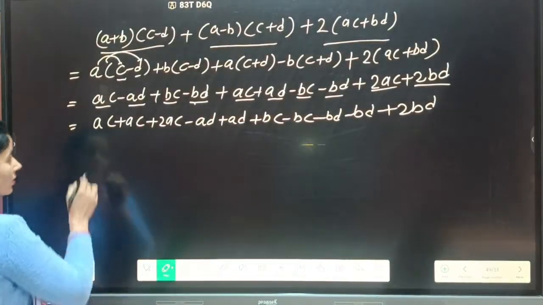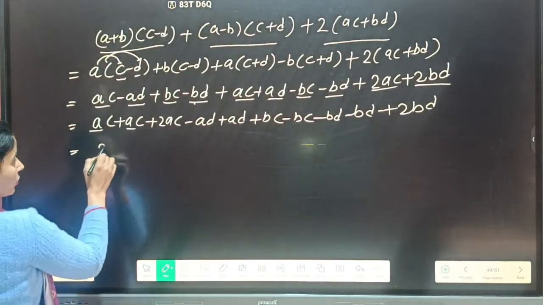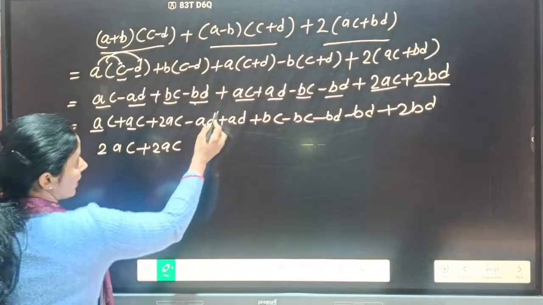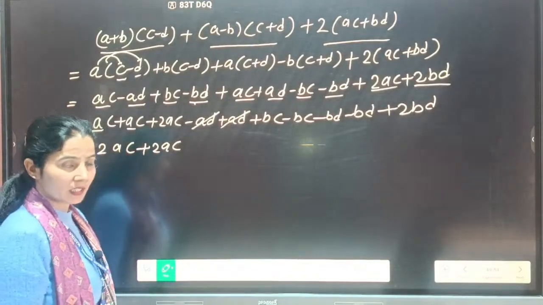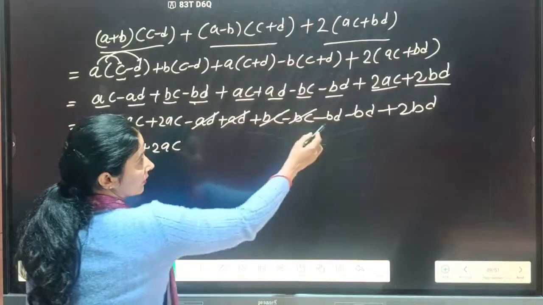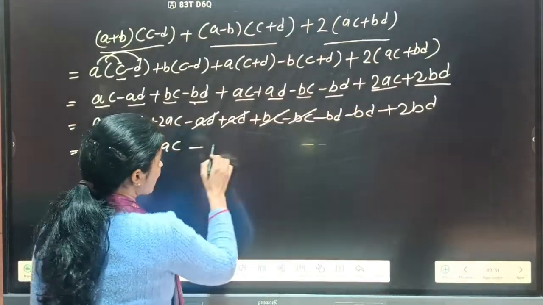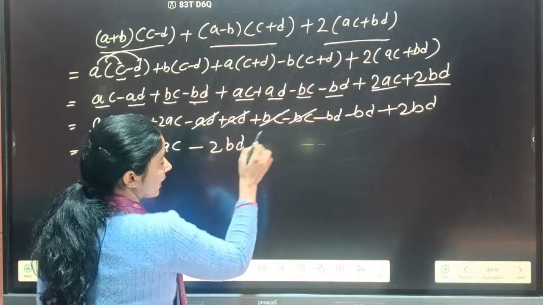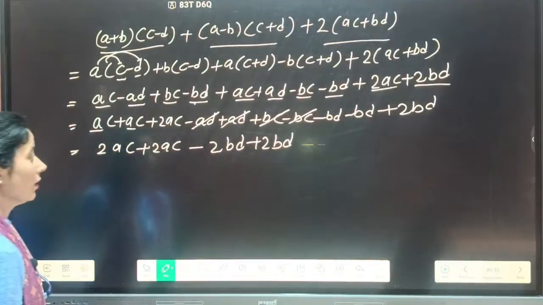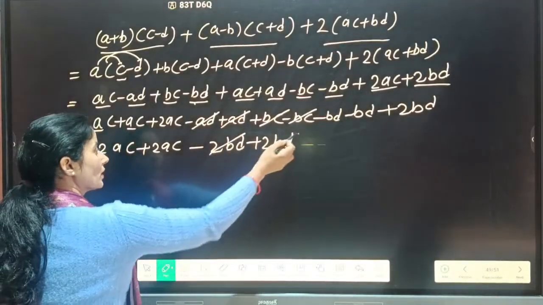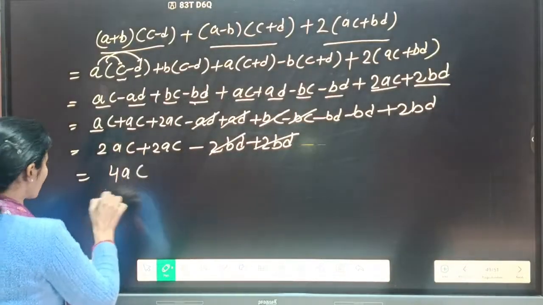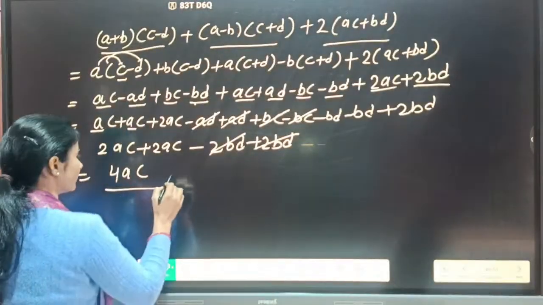Now simplify these terms. ac and ac, 2ac plus 2ac. Minus ad plus ad will be cancelled. Plus bc minus bc will be cancelled. This is minus bd and minus bd, minus 2bd, and next is plus 2bd. Now minus 2bd and plus 2bd will be cancelled. It is 4ac. This is 4ac.